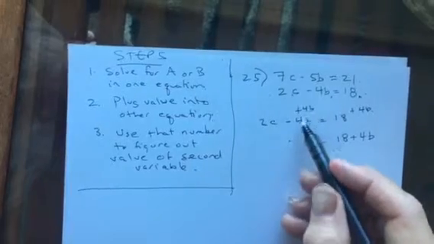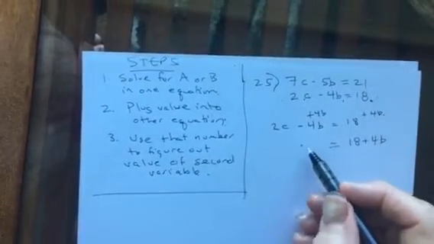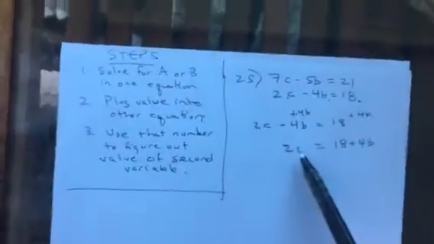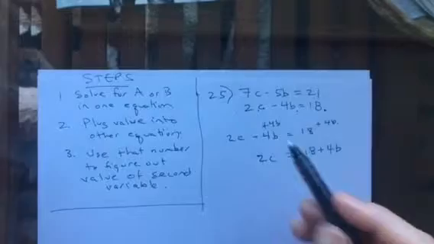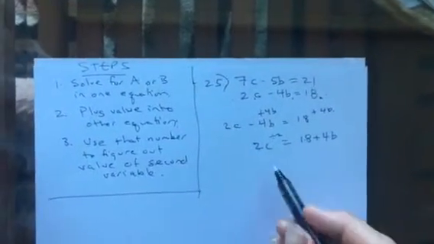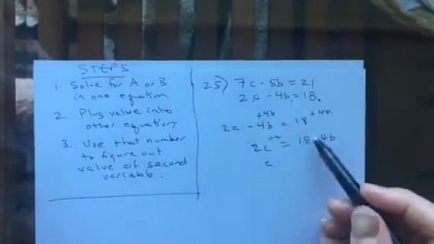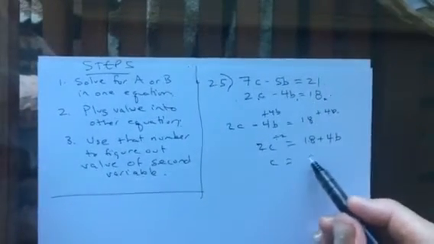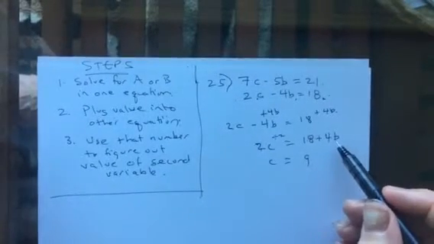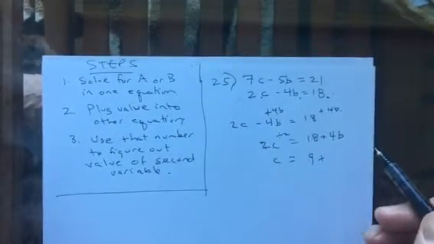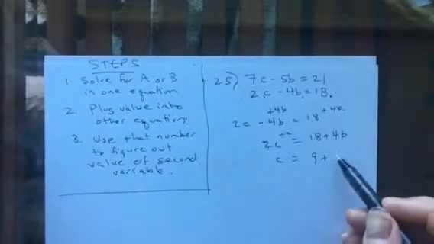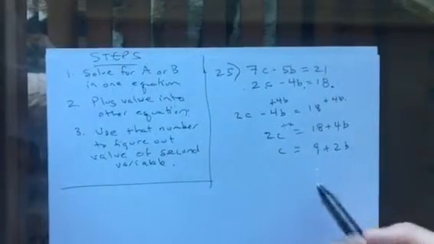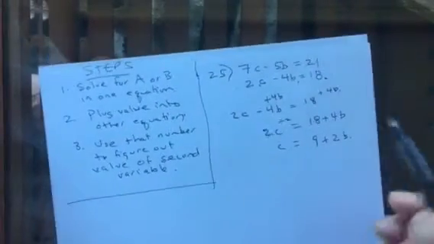On the left, 4B minus 4B is 0B, so it's 2C. Now the next thing is that I've got to get rid of this 2, so I'm going to divide both sides by 2. Divided by 2 here is the same thing as saying C. If I divide both of these by 2, 18 divided by 2 is 9, and 4B divided by 2 is 2B. So C is equal to 9 plus 2B.